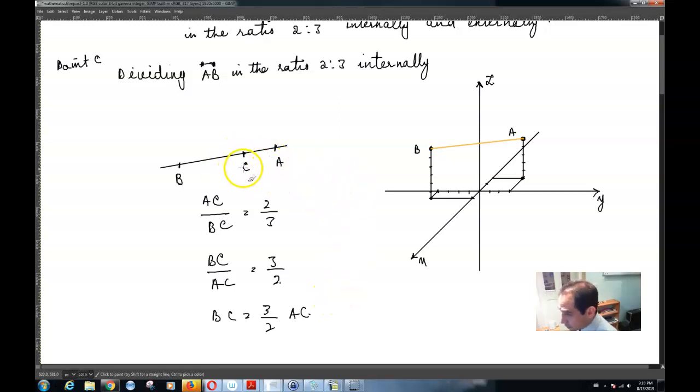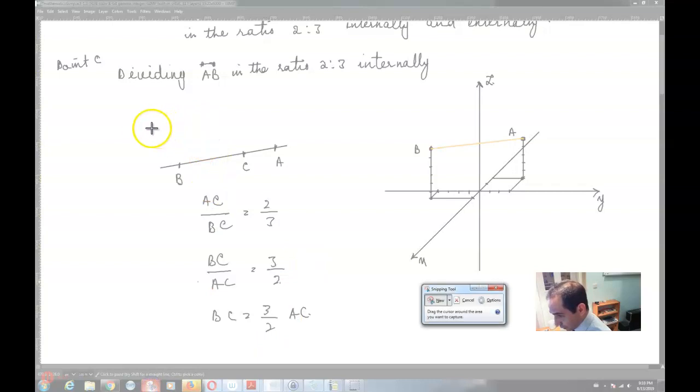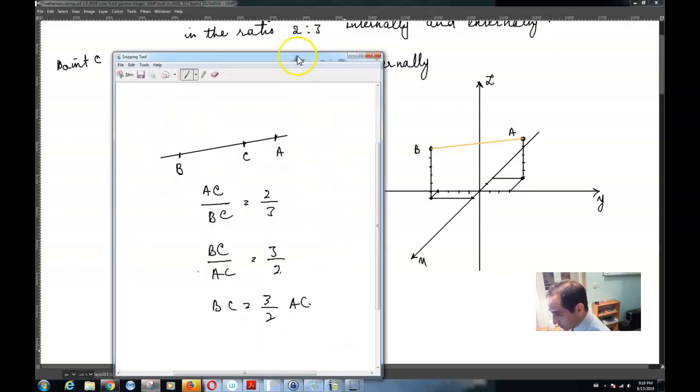Now let's find the coordinates of this point, and I will make a screenshot of this over here.